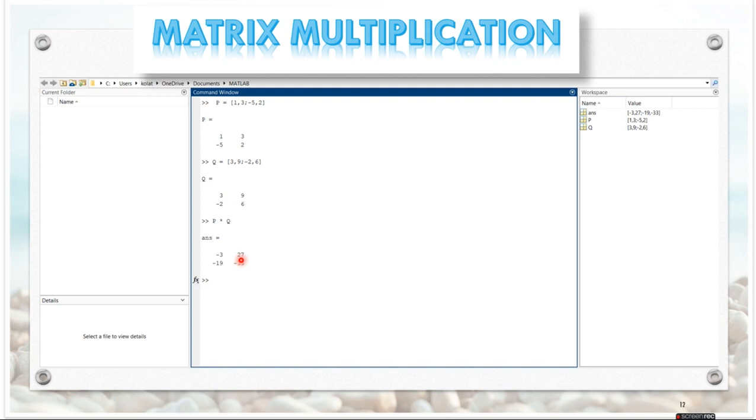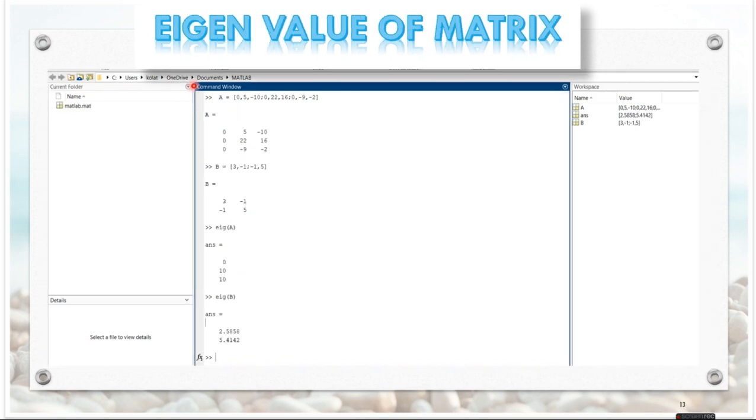Now, I am going to show you how we need to find the eigenvalue of a matrix. Now, the eigenvalue of a matrix. I have taken a 3 by 3 matrix of 0, 5, minus 10 as row 1, and 0, 22, 16 as row 2, 0, minus 10, minus 2 as row 3. And when I press enter, I am able to see A, a 3 by 3 order matrix.